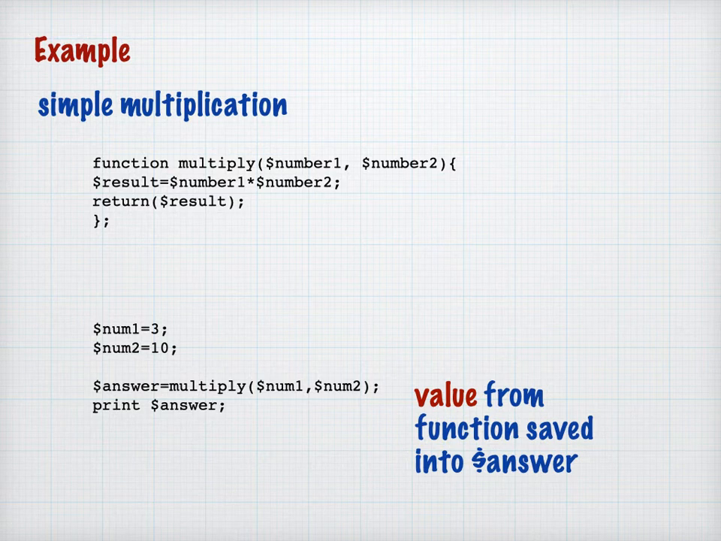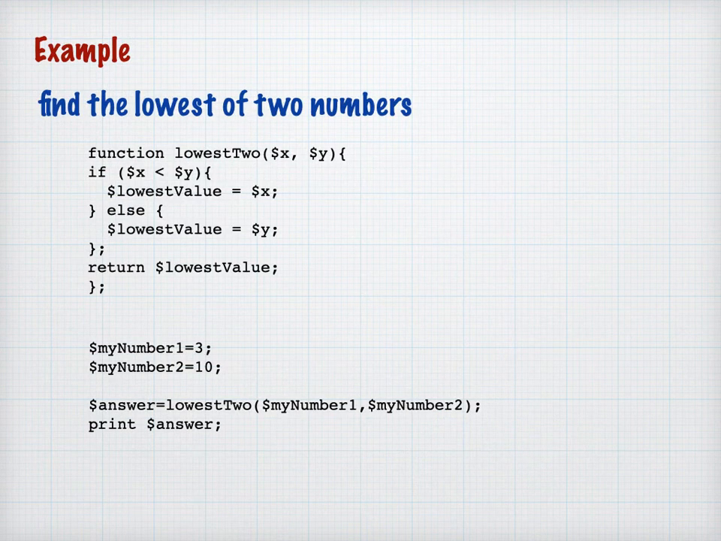Let's look at a different example then. Let's look at, say we had to write a function which would calculate the lowest of two numbers. So let's imagine we had a function, we're going to pass in two numbers, and what we want the function to do is return back whichever one is the lowest. So let's write our function.